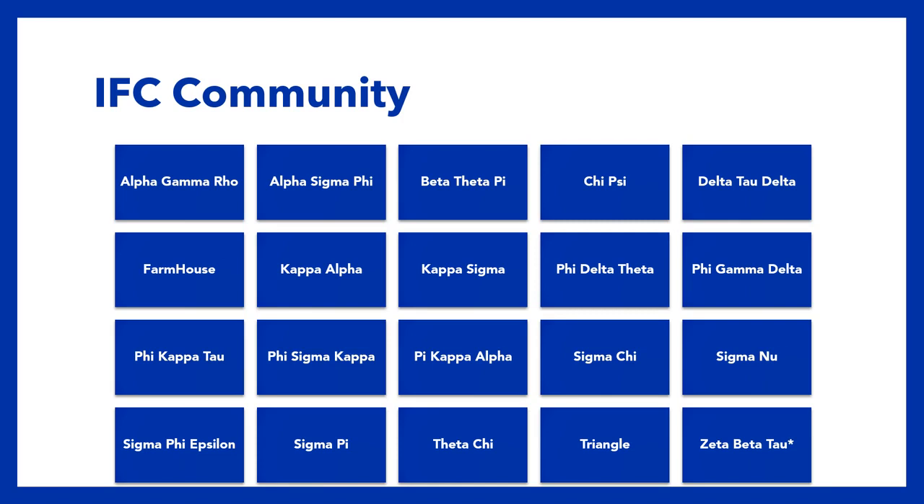So there are 20 organizations within the IFC community with over 1,600 members. We've said this plenty of times, right? This makes us one of the larger IFC communities in the country, and we're definitely proud of that. Here you can see a list of all of our organizations. You can also find this list on our website. Fun fact, the first IFC fraternity here at the University of Kentucky came in 1893.